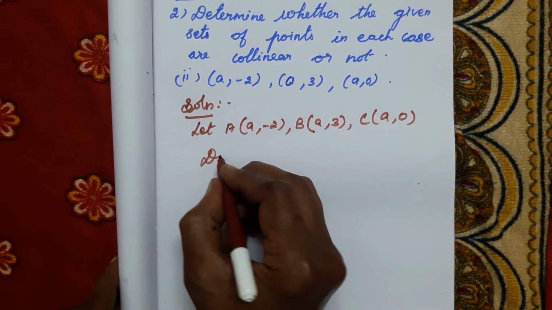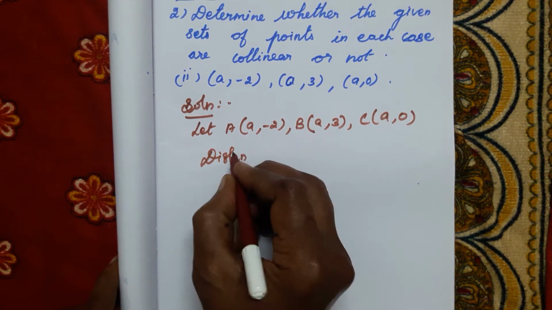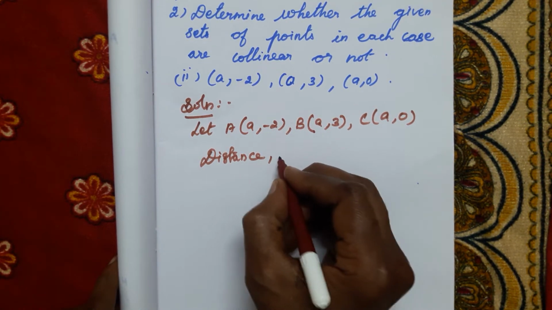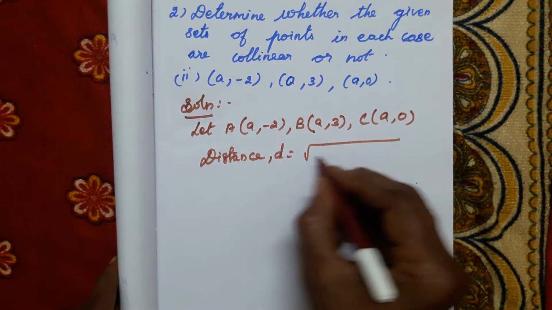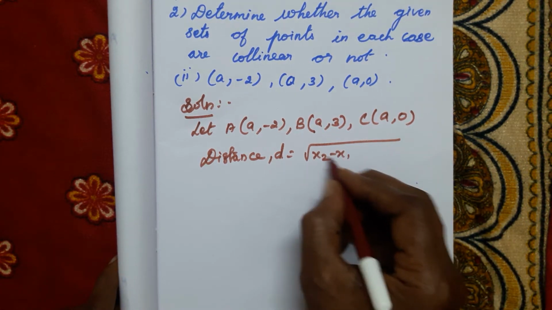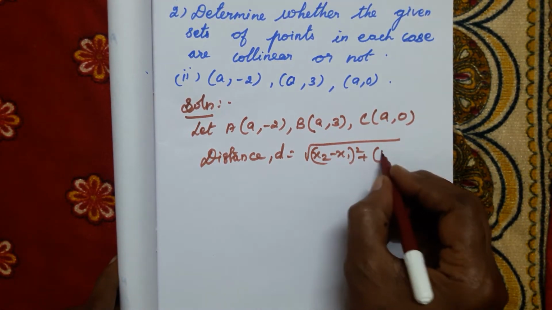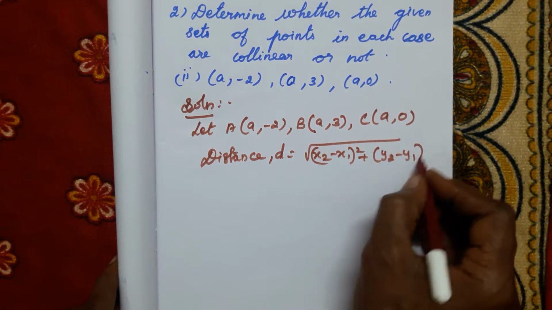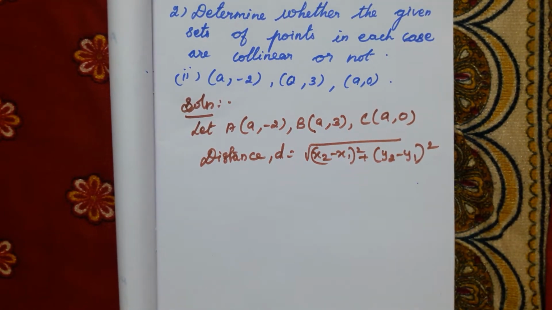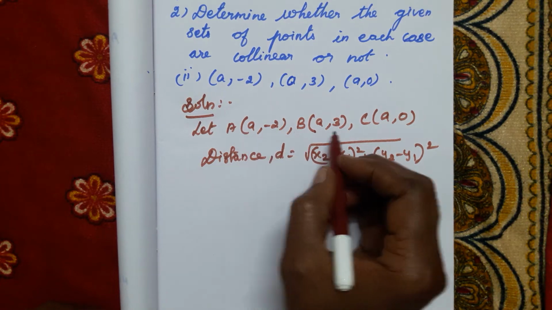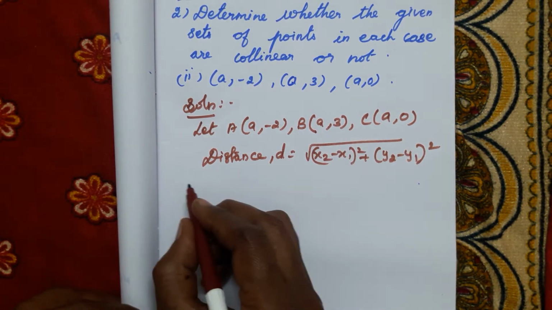Distance formula. What is the formula? Writing the distance formula one time is enough. Distance D is equal to root of x2 minus x1 the whole square plus y2 minus y1 the whole square. First we can find the side AB.